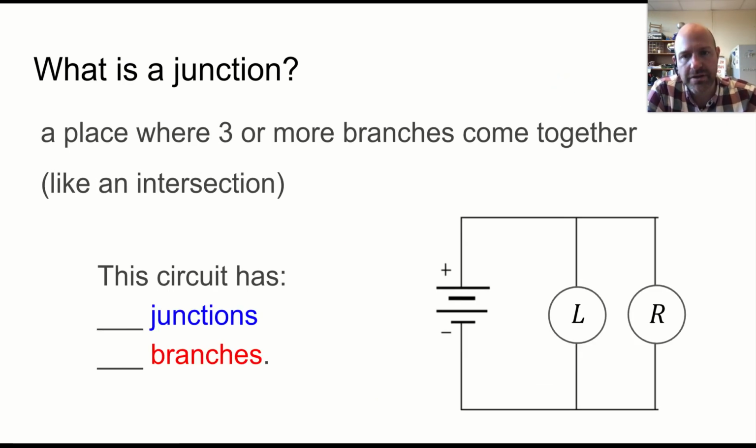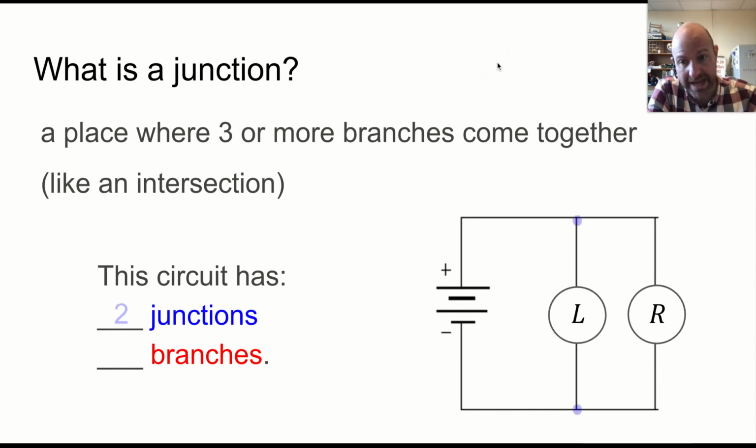A junction, though, is where three or more branches come together. It's kind of like an intersection, if you want to use a cars and people moving on roads kind of analogy. A junction in pipes is another analogy you can use, but you're not all plumbers, so that probably doesn't make a lot of sense to you.